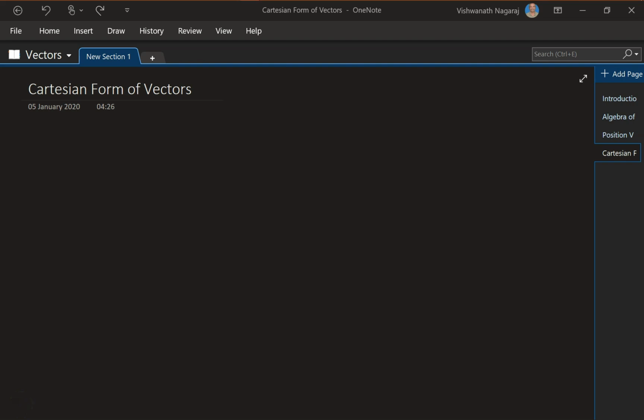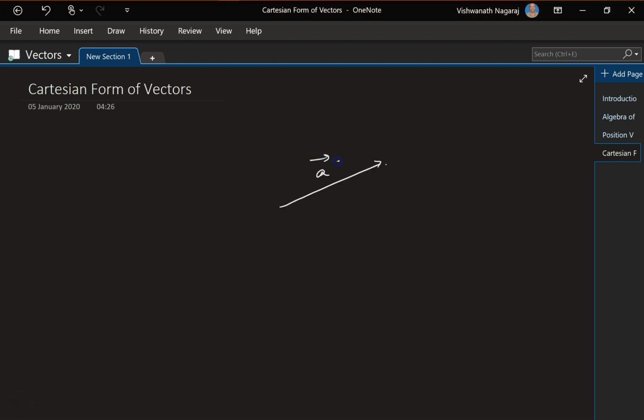Let's say you have a vector A on a plane. Let's say this is O and P. If we want to understand this vector using coordinate geometry, that means using graphs, right? Remember, in graphs we had x coordinate, y coordinate. So using coordinate system we want to understand vectors.